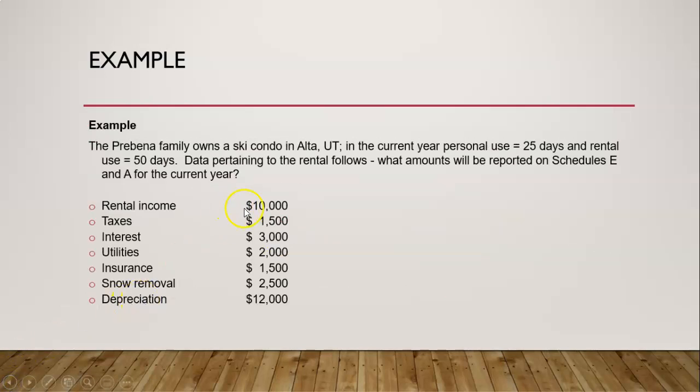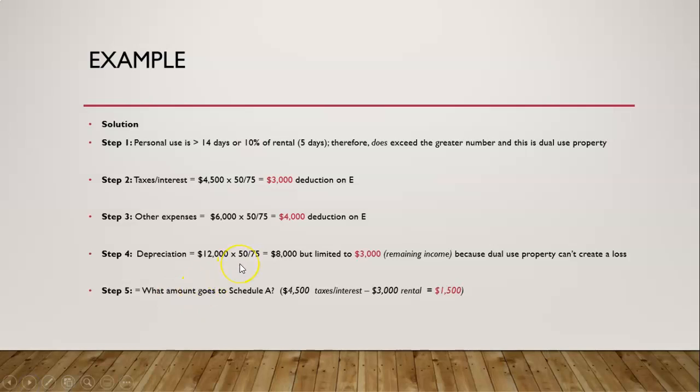Okay, so remember that I had 10,000 here. I can deduct 3,000 for taxes and interest. That brings me down to 7,000. I could deduct 4,000 for these things. So 7 minus 4, I have $3,000 left. Okay, so if I take the 12,000 total depreciation times my rental percentage, that's $8,000 of depreciation. However, I only have 3,000 left that I can use.